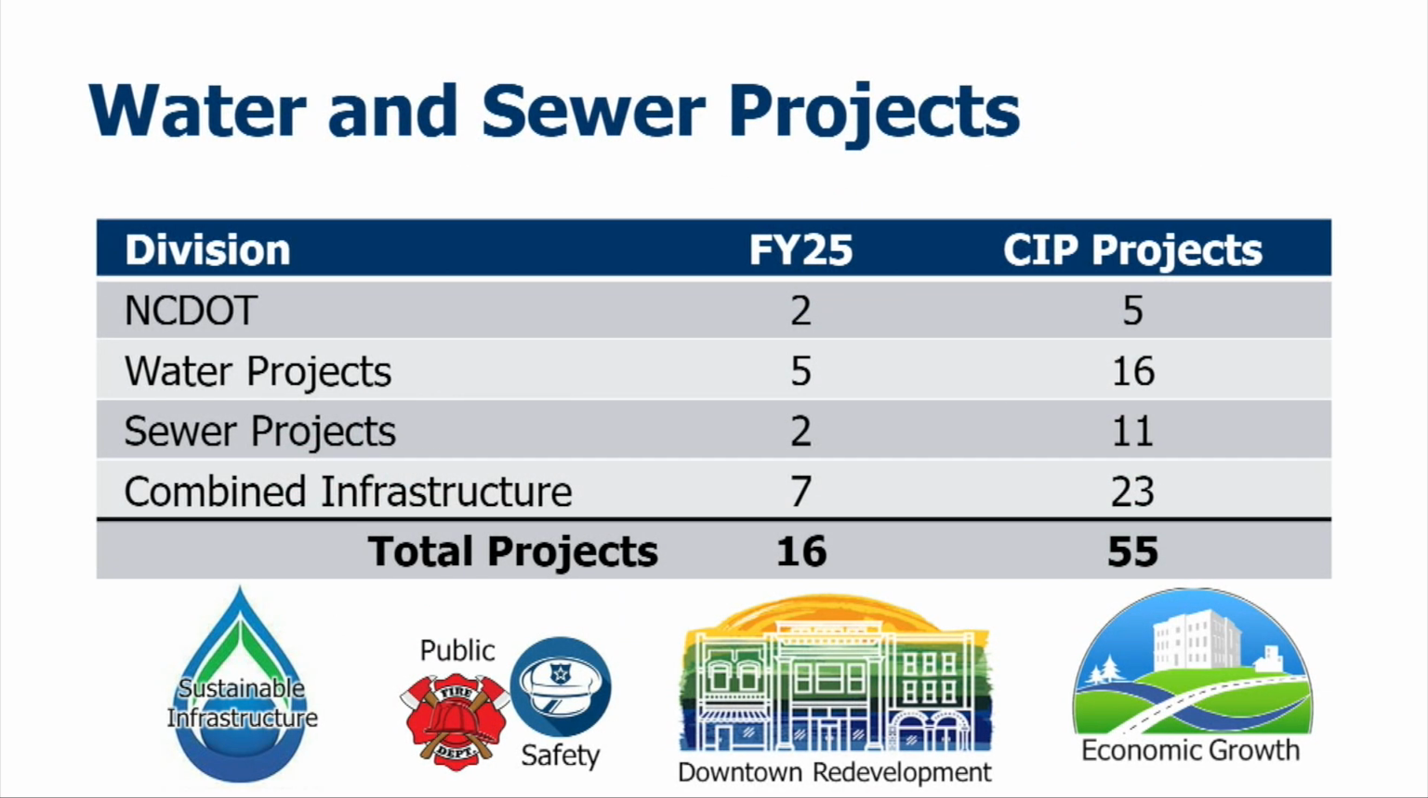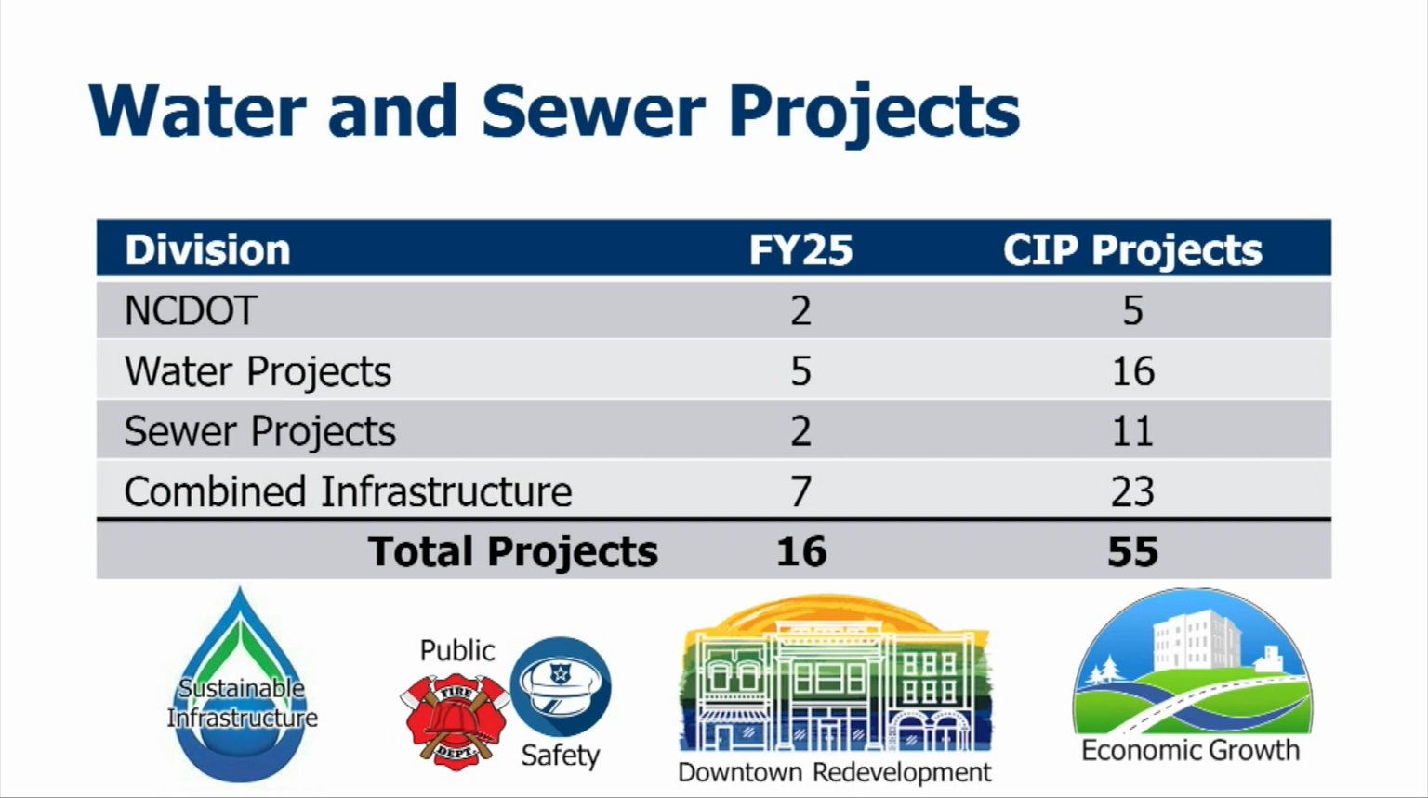Here's the projects related to water and sewer. You can see that we have 55 total projects, so just about half of the projects are water and sewer related projects. And we have 16 in FY25. And you can see at the bottom, those are the goals that those projects support.